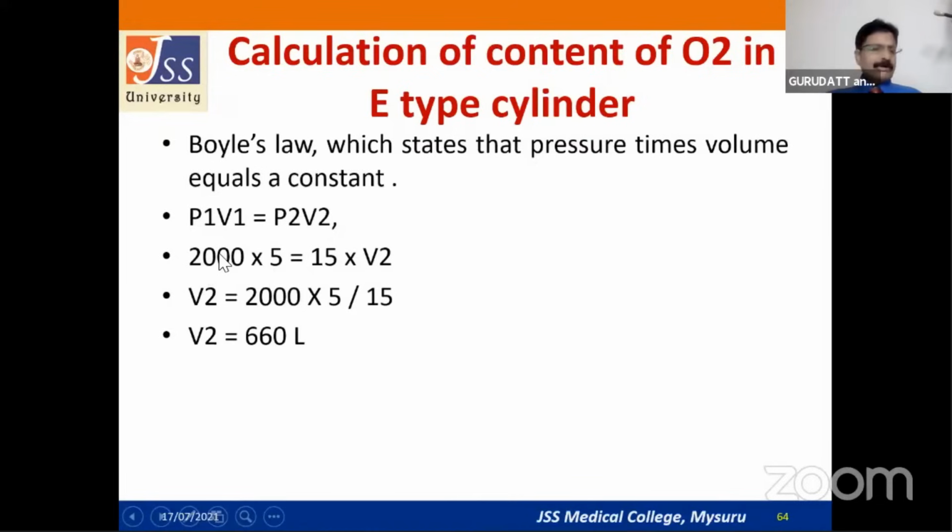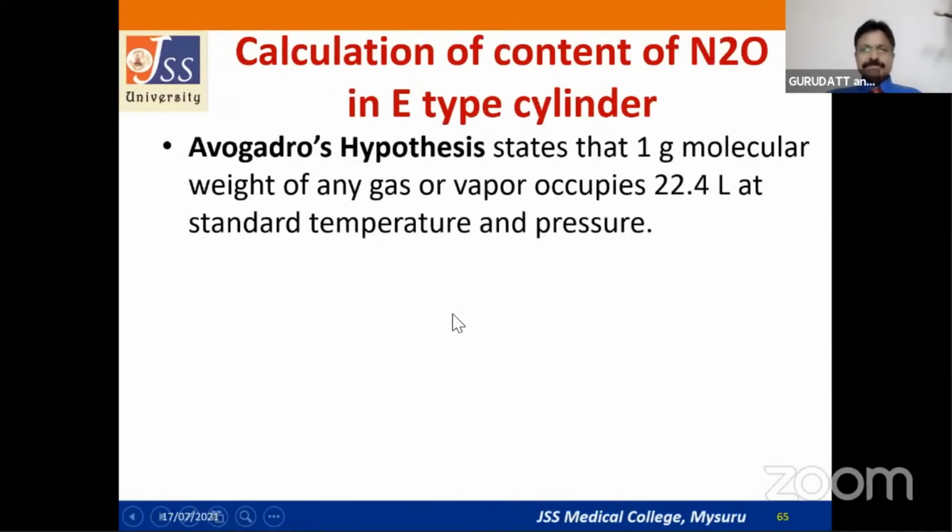P1 is the pressure inside the cylinder, and V1 is the volume; the E-type cylinder is usually about 5 liters. We are going to use it at 15 psi, that is atmospheric pressure. V2 is the volume you want to know. An E-type cylinder will have about 660 liters when it is completely full. Whatever the pressure, you can easily calculate, and based on that you know how long the cylinder can be used. Whereas for nitrous oxide, the pressure gauge is not showing you the contents.